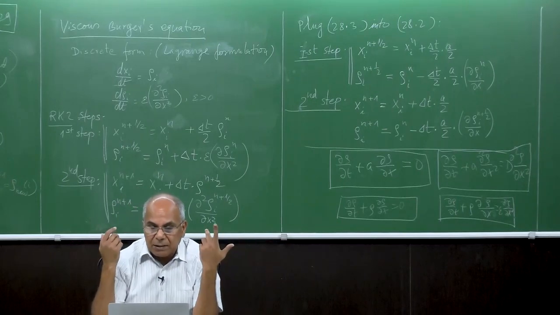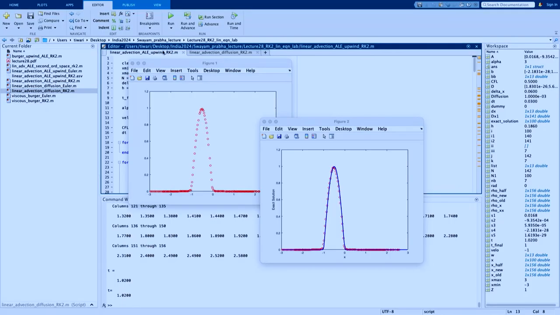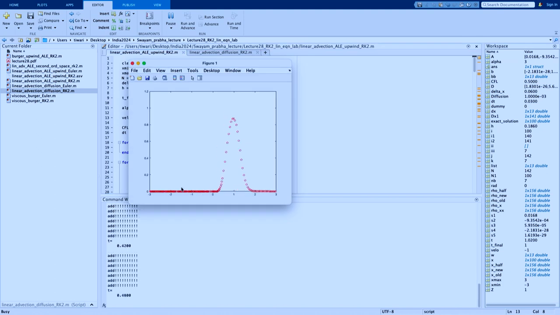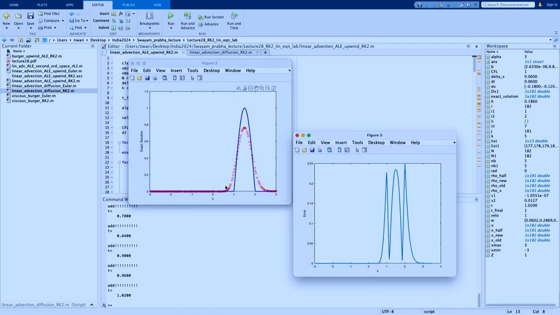That was the reason why even increasing the time step was not helping much, because we are getting a very diffuse solution. So we have accumulated the error twice.